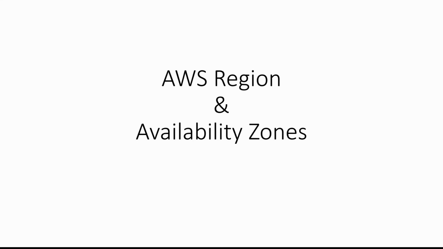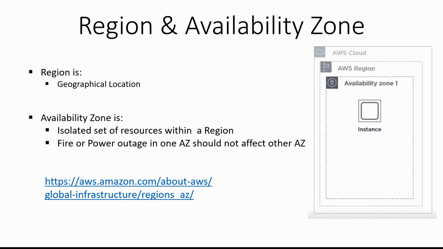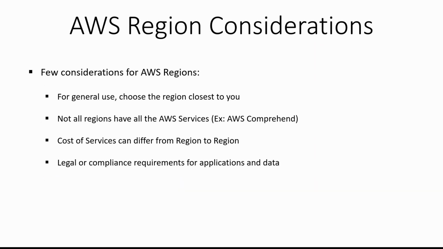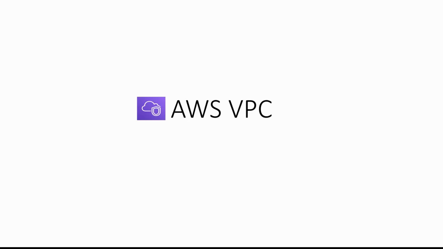So I think we are covering the networking side of AWS components, and in that, just to recap, we looked at what are AWS regions and availability zones. We know a region is a geographical location, whereas an availability zone is a data center within the geographical location. We looked at the considerations for a region. Then we looked at VPC, which is one of the popular motherhoods of the networking.